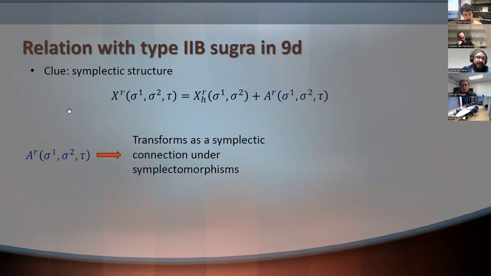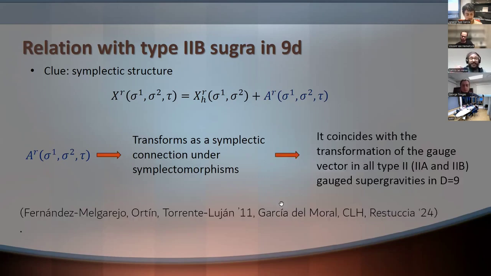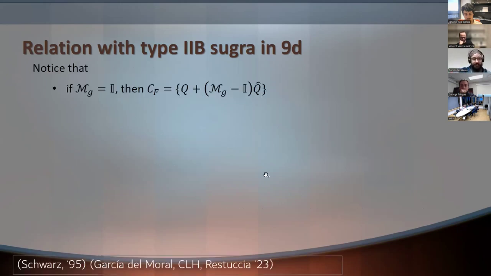It can be seen that this exact contribution transforms as a symplectic connection under symplectomorphisms when you perform the pullback on the base manifold. And this transformation coincides exactly with the transformation of the gauge vector in all type II gauged supergravities in 9 dimensions. So not only the type IIB ones, but also the type IIA gauged supergravities in 9 dimensions. So this was like the first clue in order to follow these ideas.